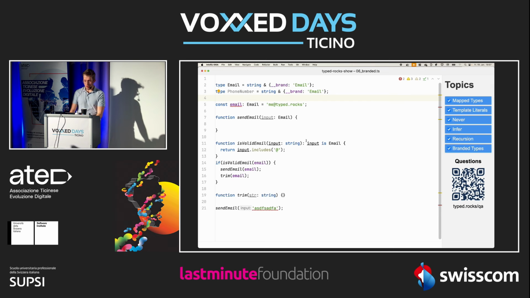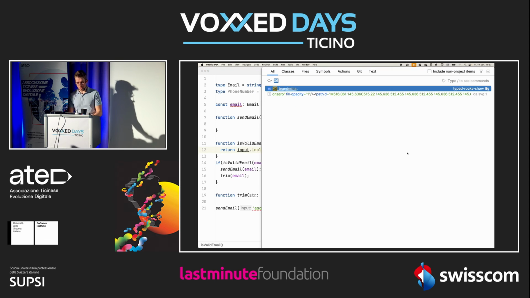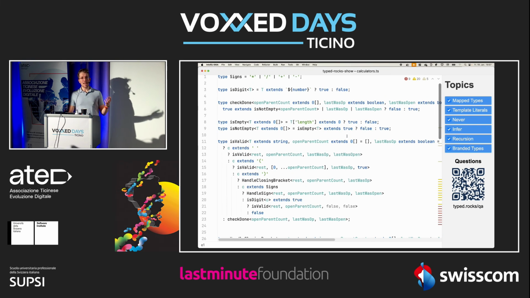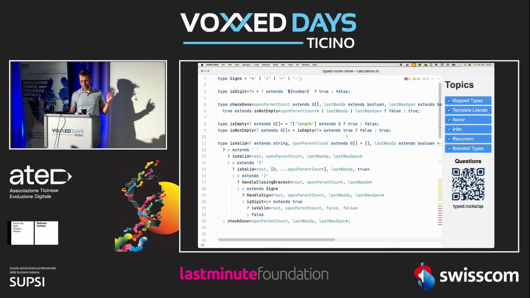So what we now can do is, we have seen many different things, and now I will show you what you could build if you put this all together. Not that you should, but what you could do is build a calculator validator. This is also on my GitHub, you can check it out. It has everything in there we've talked about. It has map types in there, template literals, never type, infer, and recursion. The only thing it does not have is branded types.